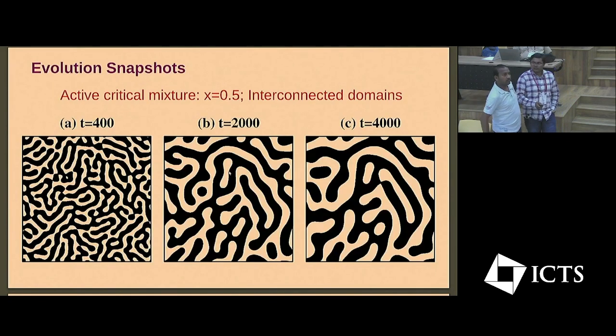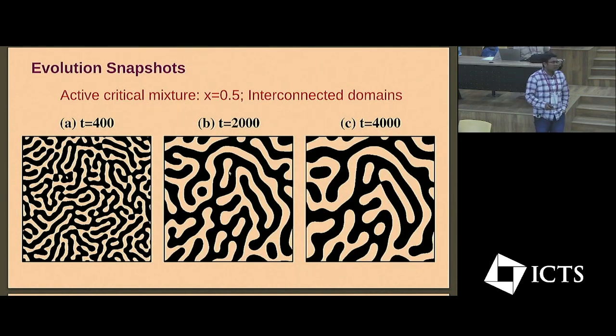So this is the evolution snapshot for a 50-50 binary mixture. We have an interconnected domain structure. At early times, the domain sizes are small. As time advances, the domain size increases with time. Here, the A-rich regions are marked in black, and the B-rich regions are kept unmarked.